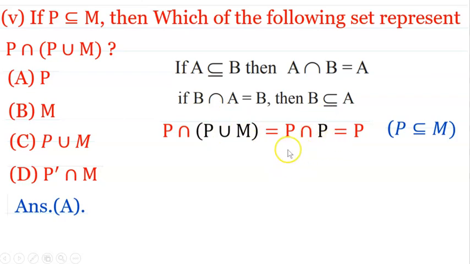And the common element between the two will be P. The common element of both is P, and therefore P intersection P is equal to P. Option A is a correct one.